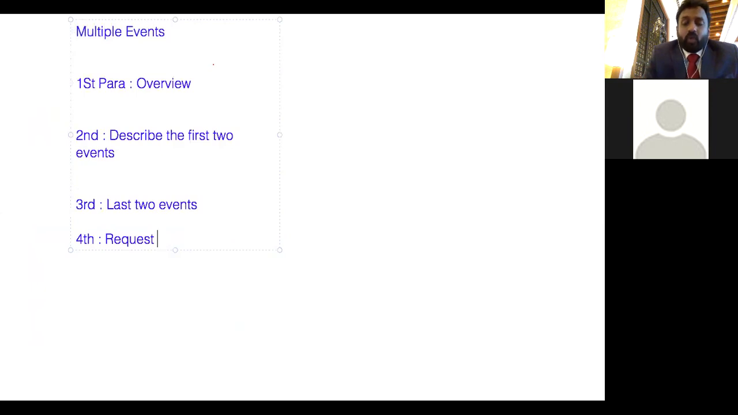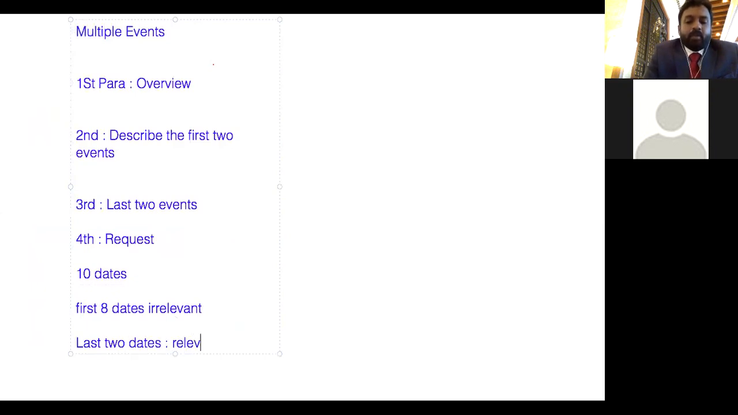Now there is also one more scenario wherein they will give you 7 to 10 dates, approximately 10 dates, and you will see the first 8 dates are something irrelevant. I have seen certain question papers wherein all the first 8 dates are completely irrelevant and only the last 2 dates are relevant. For example, the first 8 dates are related to a fracture, sore eyes, left shoulder sore, this kind of thing.